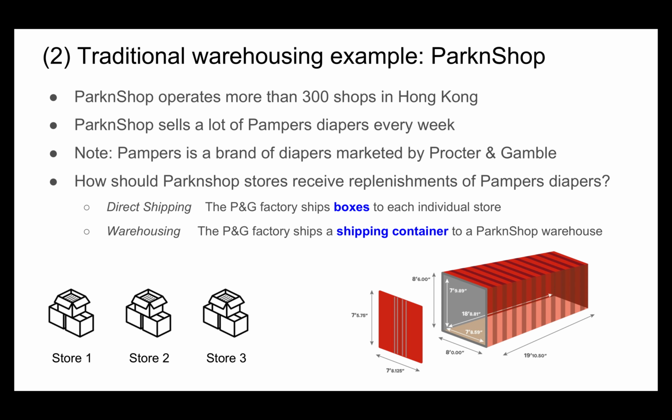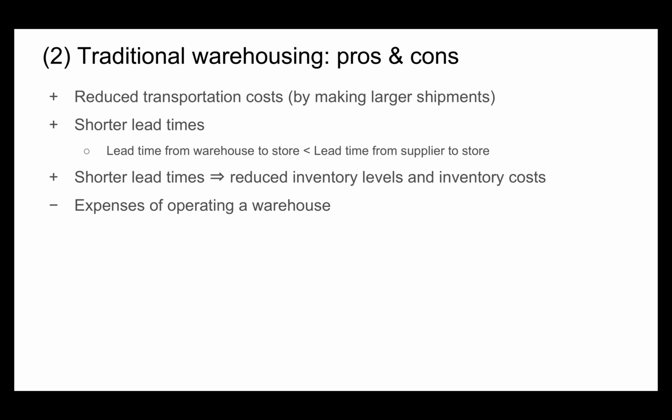Let's look at the pros and cons of a traditional warehousing strategy. In the previous slides, we explained how traditional warehousing can benefit from lower transportation costs because it consolidates many smaller shipments into fewer larger shipments. In addition, the traditional warehousing strategy enjoys shorter lead times to replenish the retail stores, and this is because you can locate the warehouse closer to the stores than the supplier's facilities.